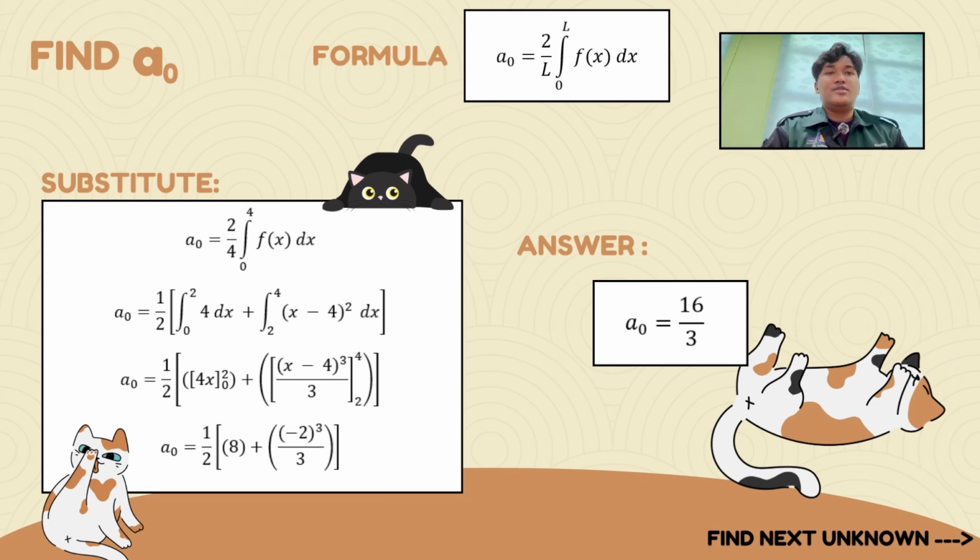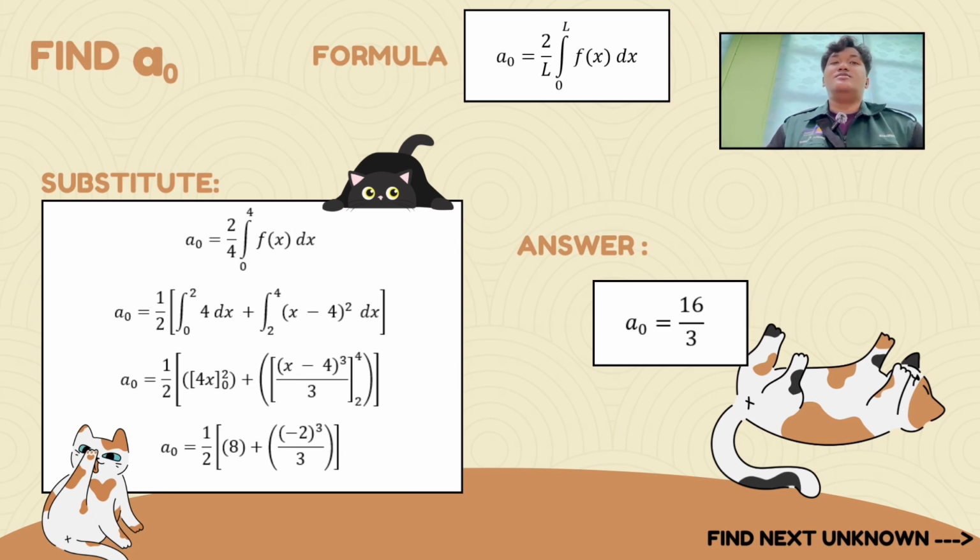Okay, to solve the cosine series, first let's find the first unknown, which is a naught. The formula for a naught is given as shown here. To solve it, we can just substitute and integrate as usual, because for this integration we don't need to use integration by parts. Okay, the answer is 16/3, and we can simplify it, but we will do that later.